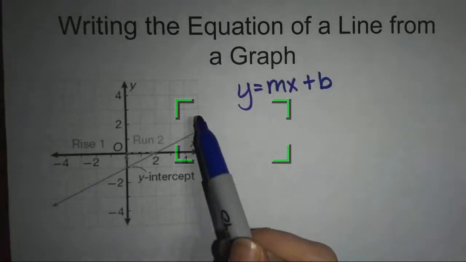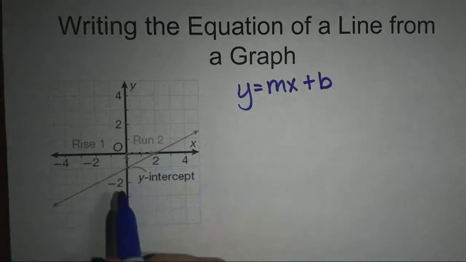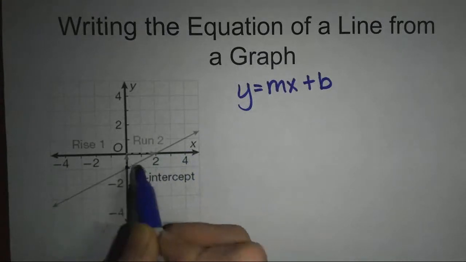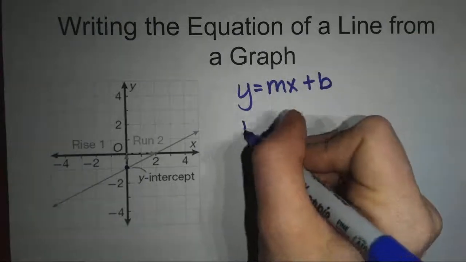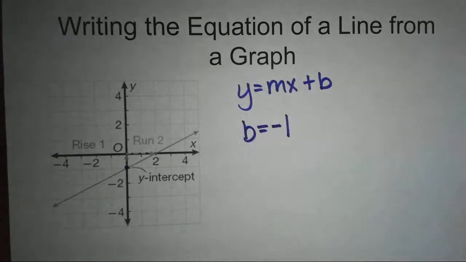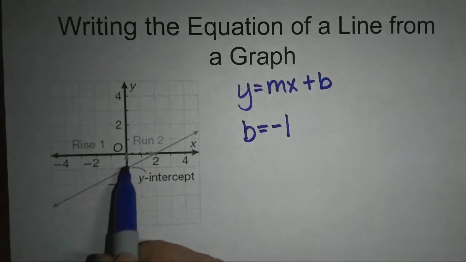Here's our graph. We can find our y-intercept by deciding where this crosses the y-axis. So right here at -1 is where this crosses the y-axis. So that tells us that b is going to equal -1. Now we need to find our slope. So I have one point here. I'm going to locate another point on the line.